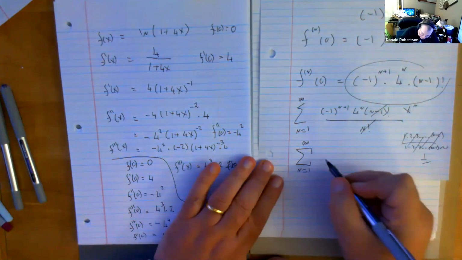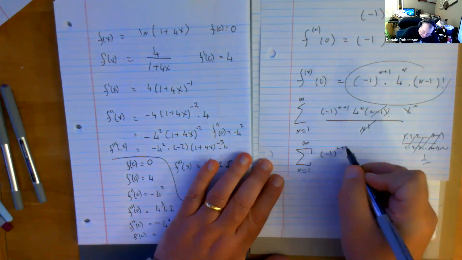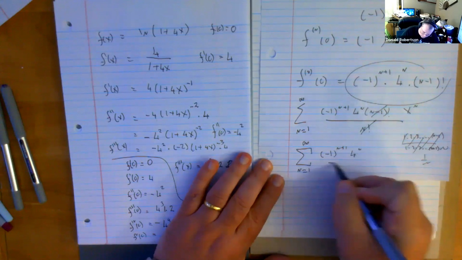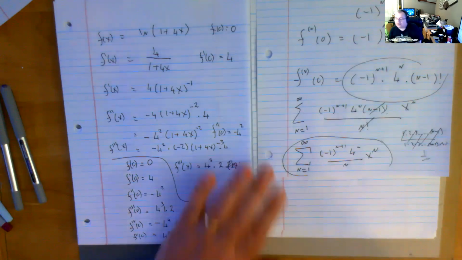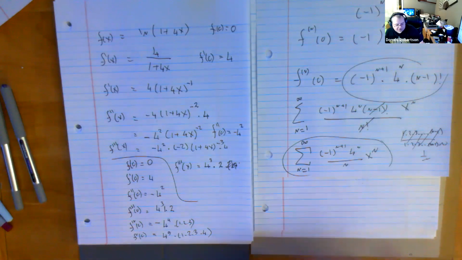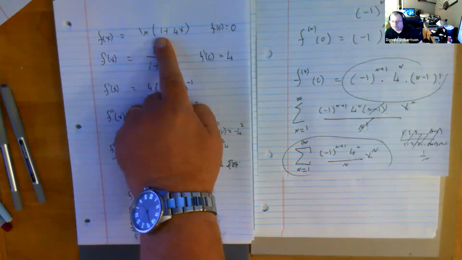So what we now have is this fella over n, x to the n. You've now created from scratch the Maclaurin series for that function centered at 0.